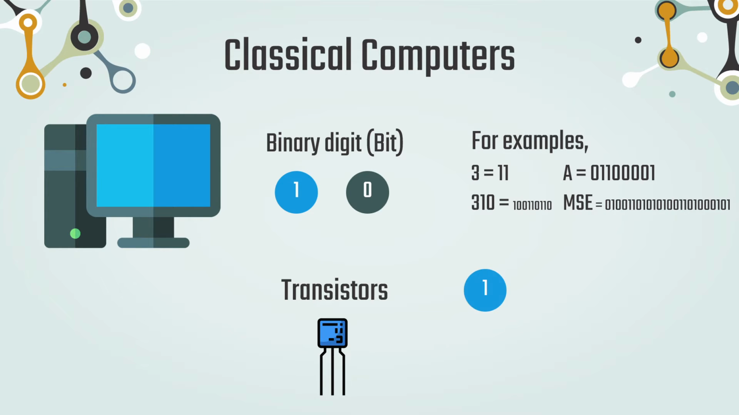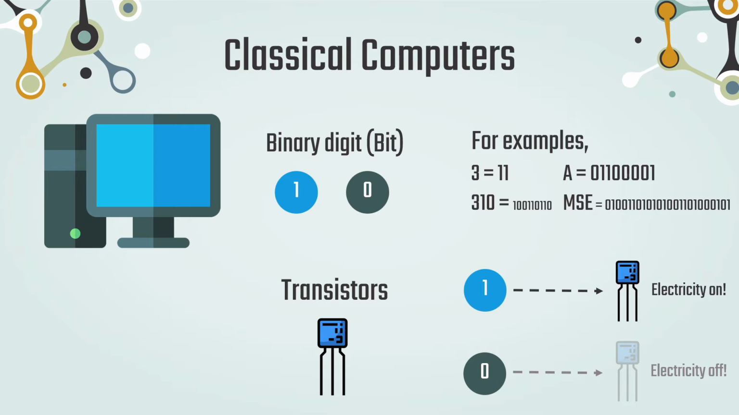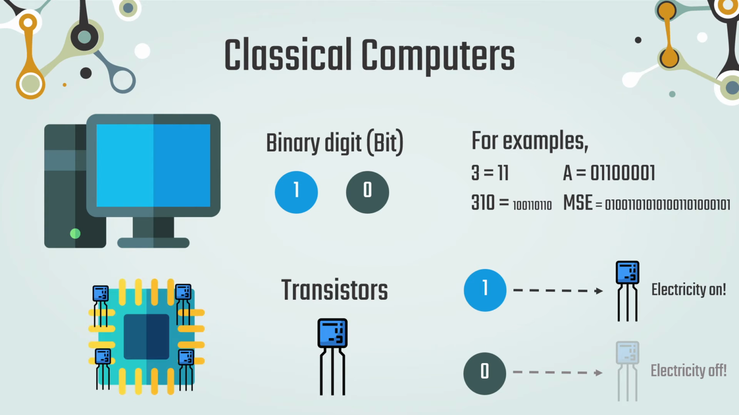1 can mean the transistor's electricity is on, and 0 means the transistor's electricity is off. These transistors are implanted on the microchip. So this means that the more transistors on the microchip, the more bits we will have, or the more power of calculation we will have.